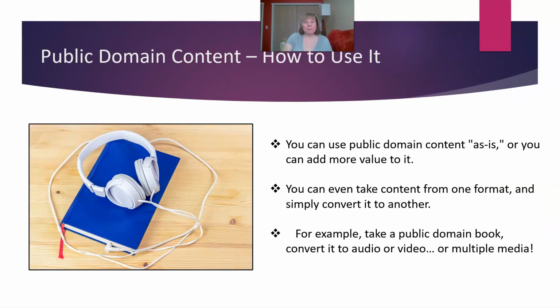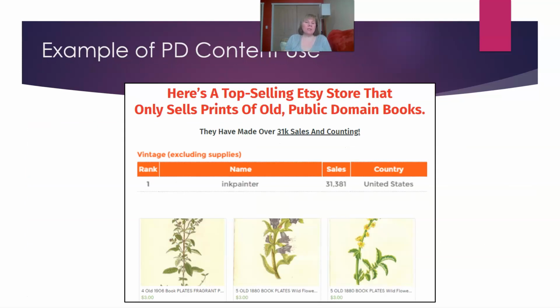So as I mentioned, you can use public domain content as is, or you can add more value to it. You can do even things like converting it from one format to another. So for example, you can take a book and convert it into an audiobook or into a video or a slideshow. Here is an example of public domain use. This is an Etsy store that only sells prints of old public domain book plates. So they've put together and gotten some book plates that people are buying the prints of.